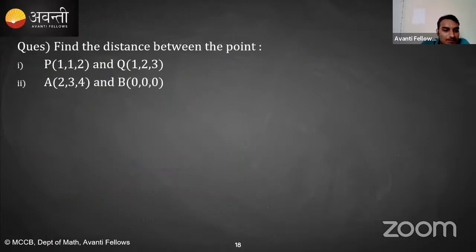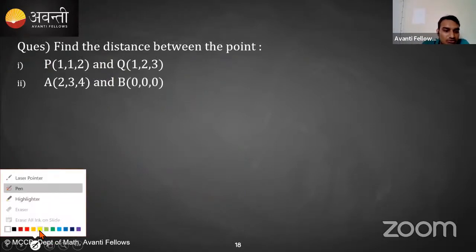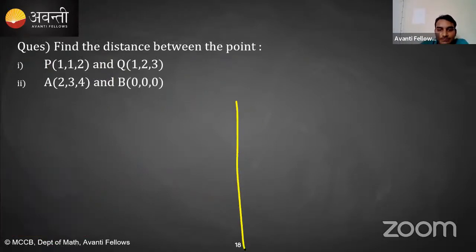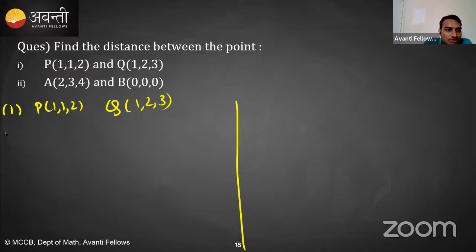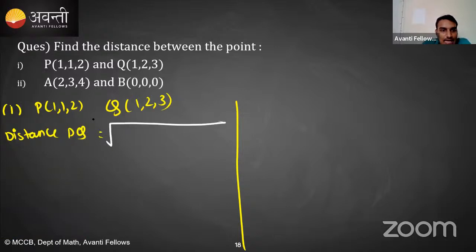Just for practice, let's solve these two questions. Once we practice, it will be clear. First is the distance between the points P and Q. P point is 1, 1, 2. Q point is 1, 2, 3. So what is the distance from P to Q? Tell me. Distance PQ is nothing but under root of x1 minus x2 whole square.